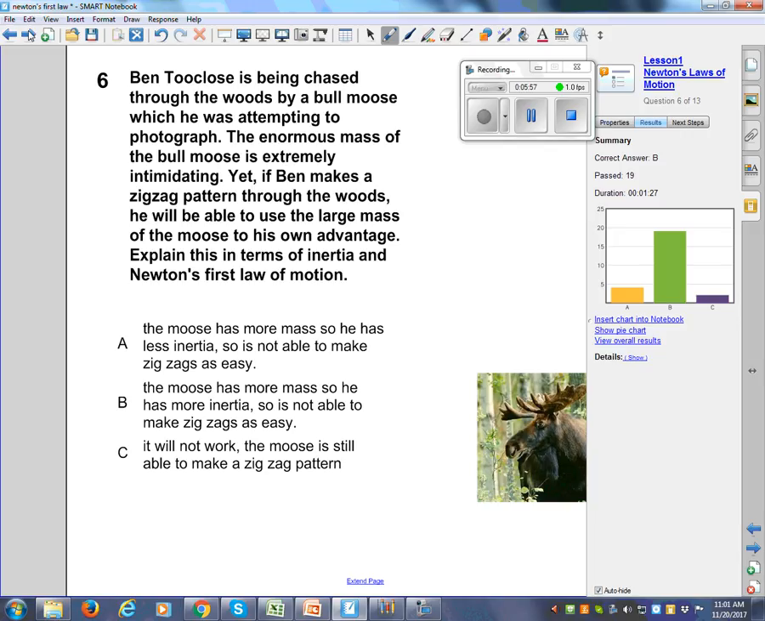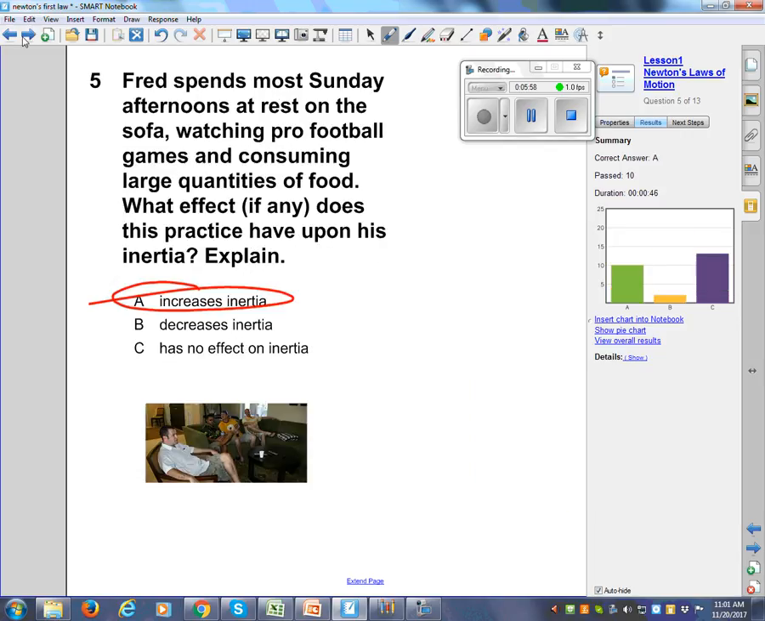So if someone weighs more than you, they have higher inertia. It's harder to get them stopped, or it's harder to get them moving, right? Think about the big running backs, right? That have a lot of mass. They're hard to bring down because they have a lot of inertia. They have a lot of momentum as well.